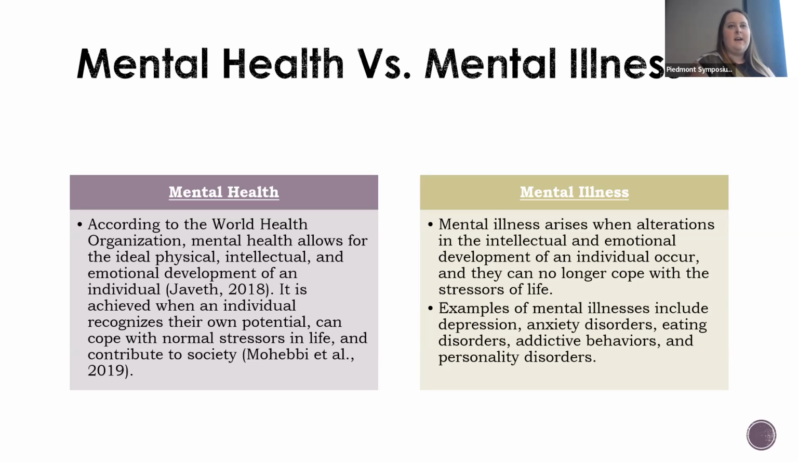Some characteristics of good mental health would be that you can identify fluctuations in your own mental status, you feel good and satisfied, and you have a sense of belonging and can deal with the circumstances that life throws at you. While we have mental health, on the other side of the continuum, we have mental illness. That arises when there are alterations in an individual's intellectual and emotional development, and they can't cope with the stresses of life any longer. Examples of these mental illnesses include depression, anxiety disorders, eating disorders, addictive behaviors, and personality disorders.